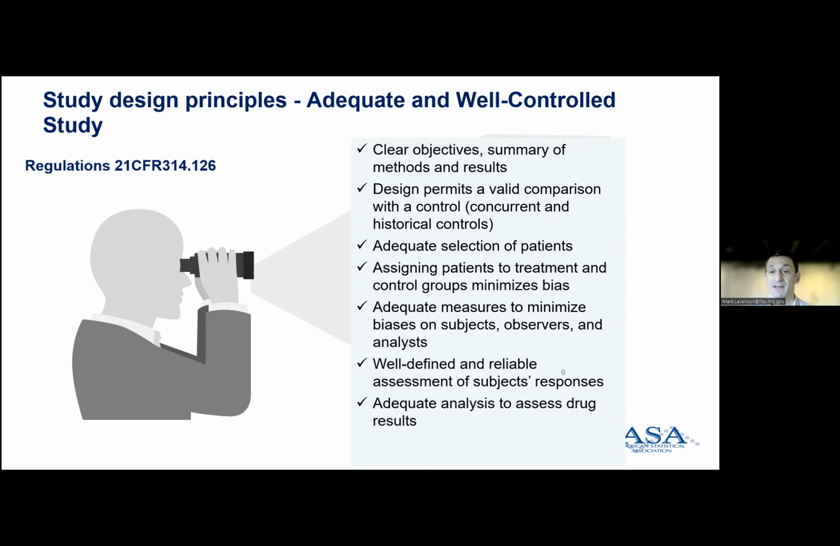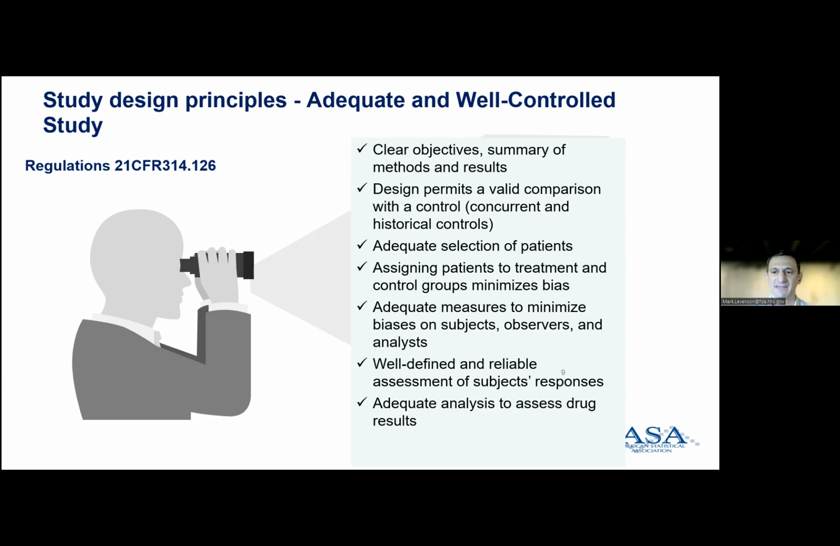Adequate measures to minimize bias on the part of subjects, observers, and analysts. Typically, that's done with blinding. It's not the only method that's needed. Other methods are needed as well, but typically this is where blinding comes into play. And in real-world data, blinding may not be possible, so that's something to keep in mind. But it's not a requirement. We know traditional studies often, well, sometimes don't blind.